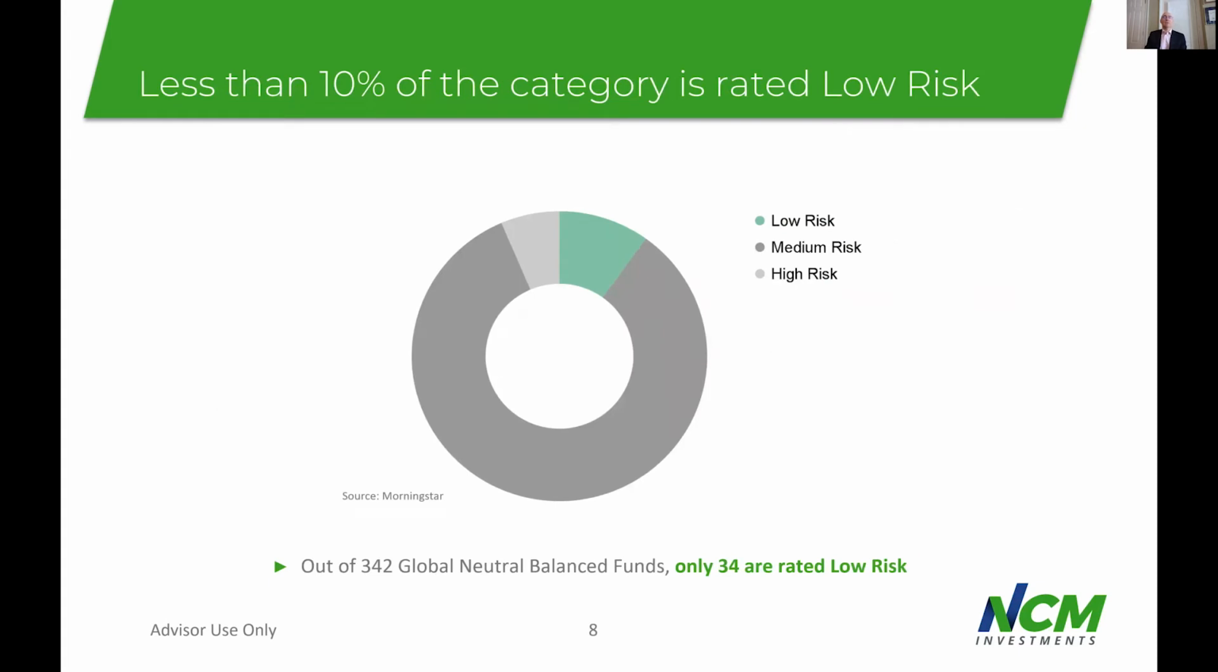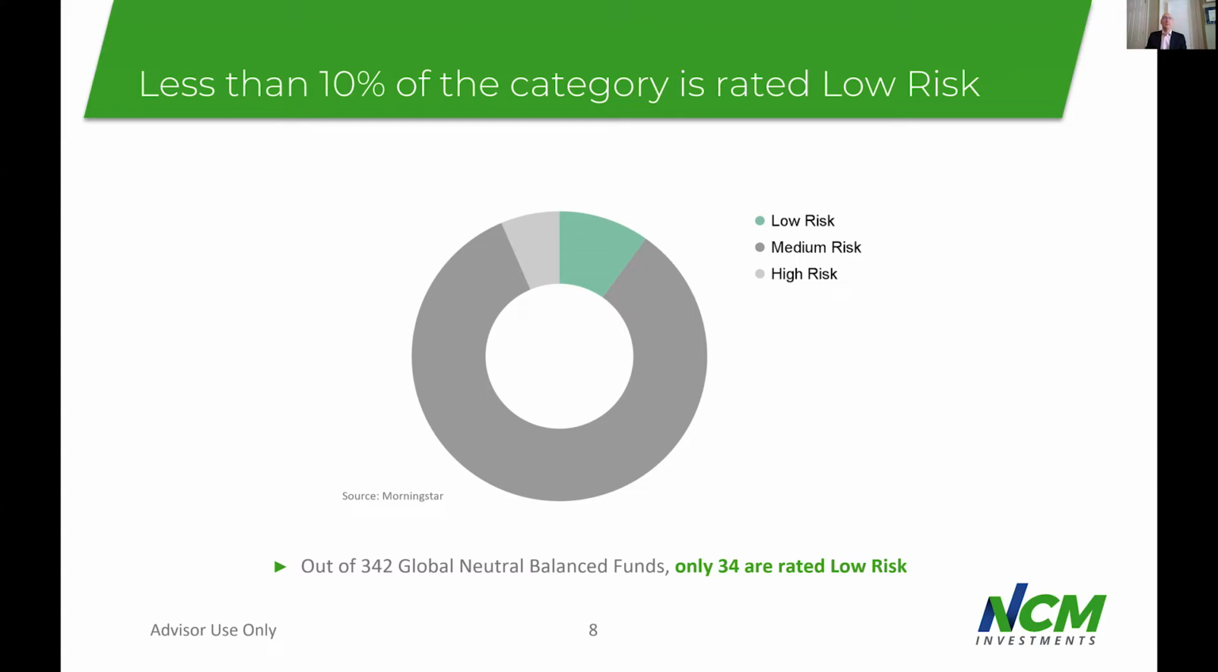Now, you can see that less than 10% of the category is rated low risk. So the vast majority of the funds in this category are rated medium risk. So many of you, or other advisors, that are using the precious little room that they have in the medium and high risk portions of their clients' portfolios on this one category should be thinking about using it in low risk rated investments. But you'll notice that only 34 of the 342 global neutral balanced funds are rated low risk.